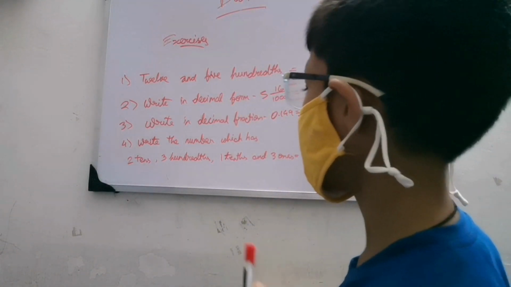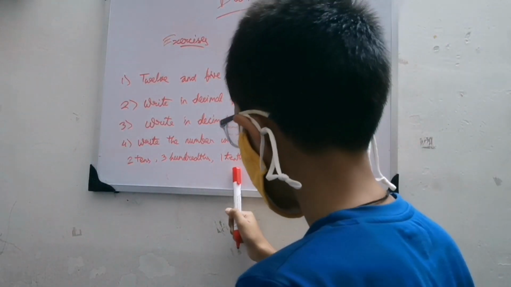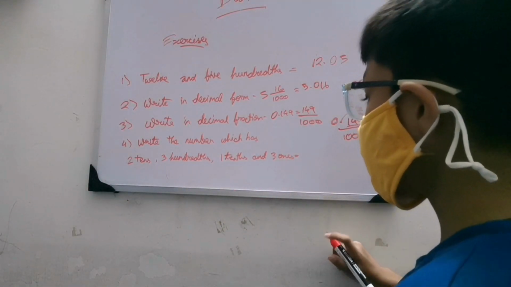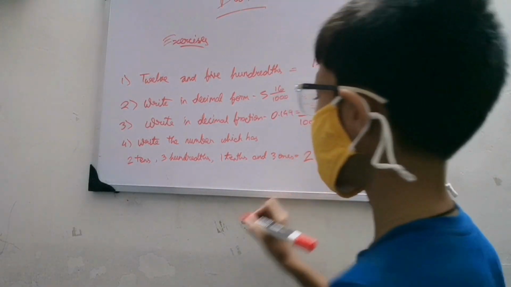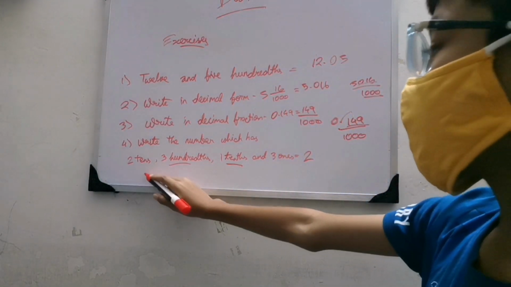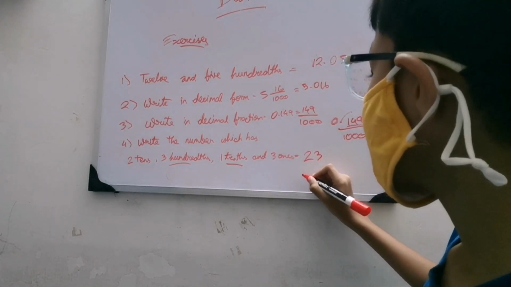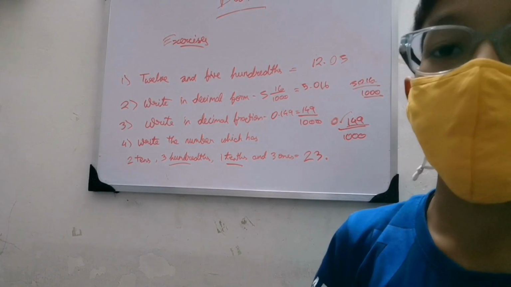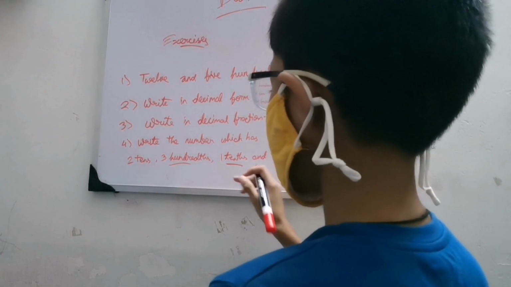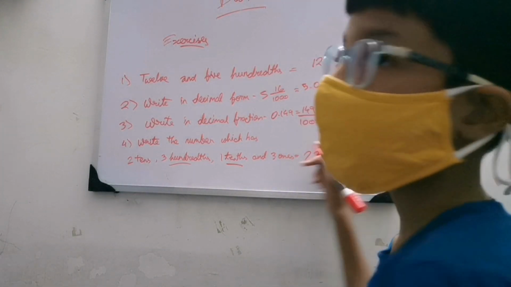Now write the number which has 2 tens, 3 hundredths, 1 tenth and 3 ones. Now 2 tens means 2, 3 hundredths, leave this for the last. I am showing you. 2 tens means 2, 3 ones means 3. So this is 23. Now after the decimal the places become tenths, hundredths, something like that. So 3 hundredths and 1 tenth.